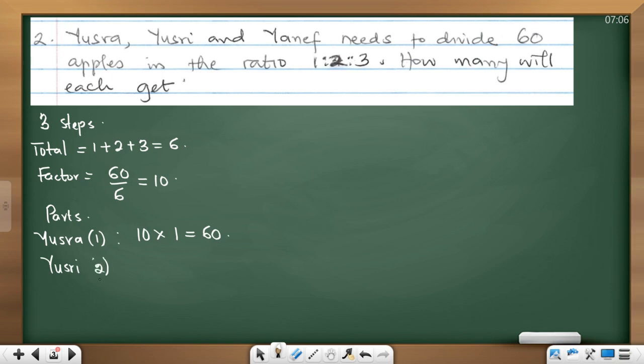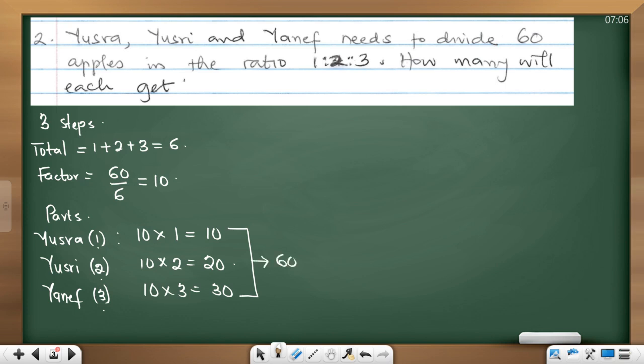Usury is 2. I am using the ratio 1, 2, 3. The factor is 10, multiplied by 2. Sorry, that is 10, I was looking at 60. And this one, 10 times 2, will give us 20. Then we look at Yanif. It's ratio 1, 2, 3. That's my 1, 2, and 3. 10 times 3 is 30. So if I add everything together, I go back to my 60 apples.